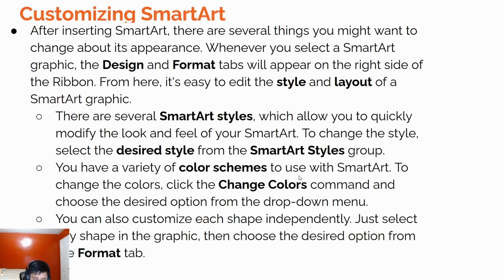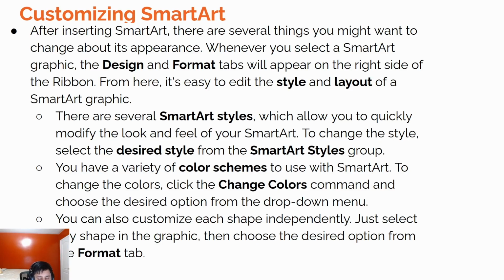Now, we can customize our SmartArt. After inserting the SmartArt, there are several things we might want to change about its appearance. And whenever we select a SmartArt graphic, the Design and Format tabs will appear on the right side of our ribbon. From here, it is typically easy to edit the style and layout of a SmartArt graphic. There are several SmartArt styles which allow us to quickly modify the look and feel of our SmartArt. To change the style, select the desired style from the SmartArt Styles group. We have a variety of color schemes to use with SmartArt, and to change the color, we can click the Change Colors command and choose our option.